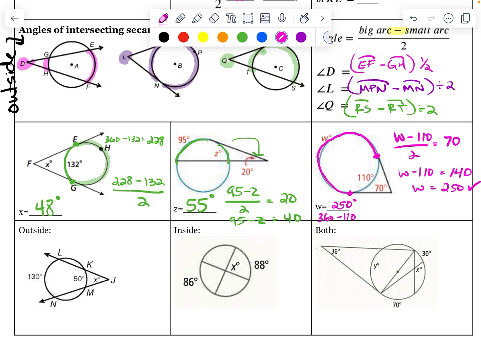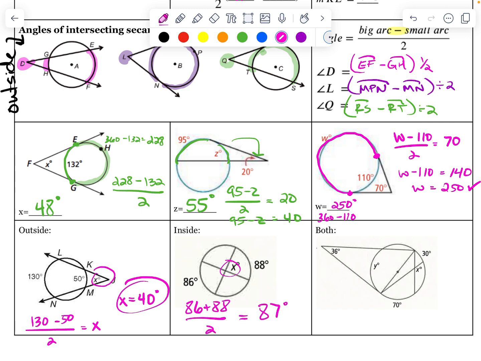So outside, little arc. This is an outside angle. Big minus little divided by 2. So 130 minus 50 divided by 2 equals x. 130 minus 50 divided by 2 is 40. X equals 40 degrees. All right, inside. So we've got, inside we have to add 86 plus 88 divided by 2 is going to end up being 87 degrees. This one is a little bit more challenging.